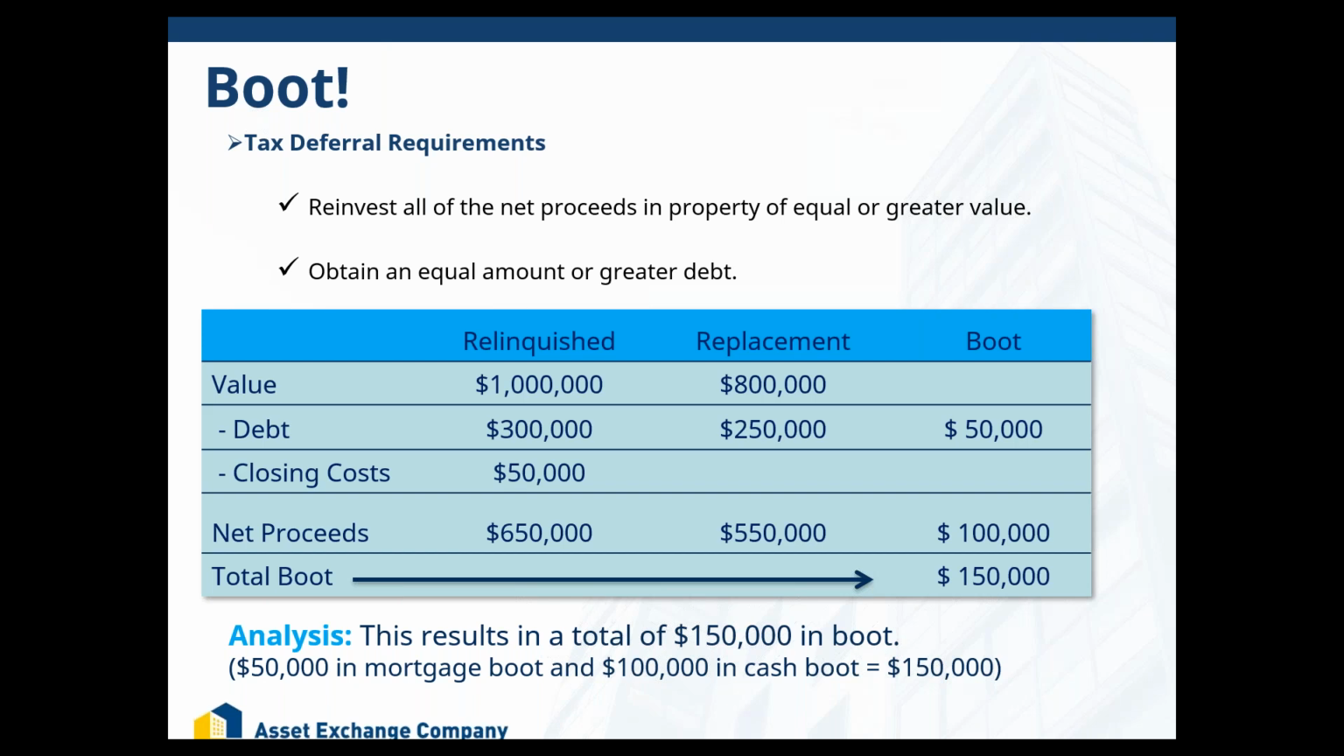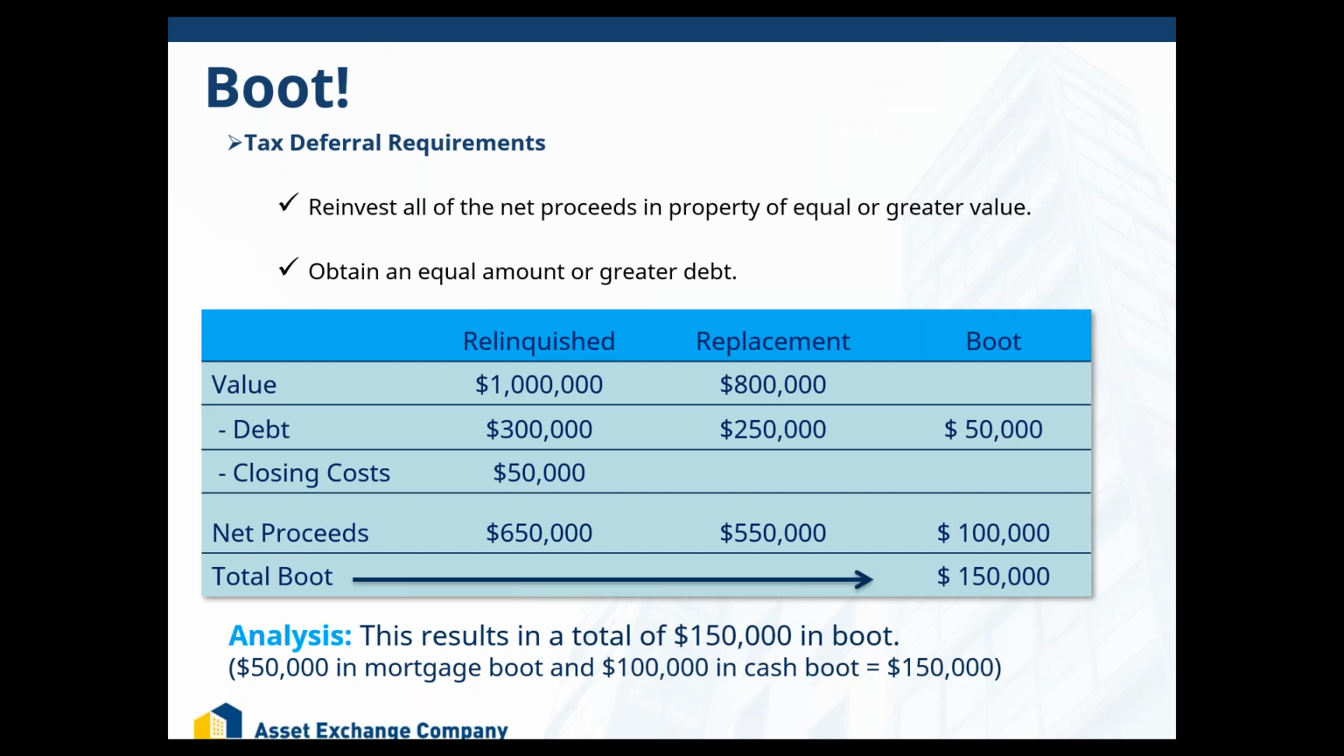Because the loan that they paid off was $300,000, and the new loan for the replacement property was $250,000. So that $50,000 of less debt, they're also going to be subject to taxes on that amount. That's referred to as mortgage boot. So there's two types of boot. There's mortgage boot and there's cash boot.